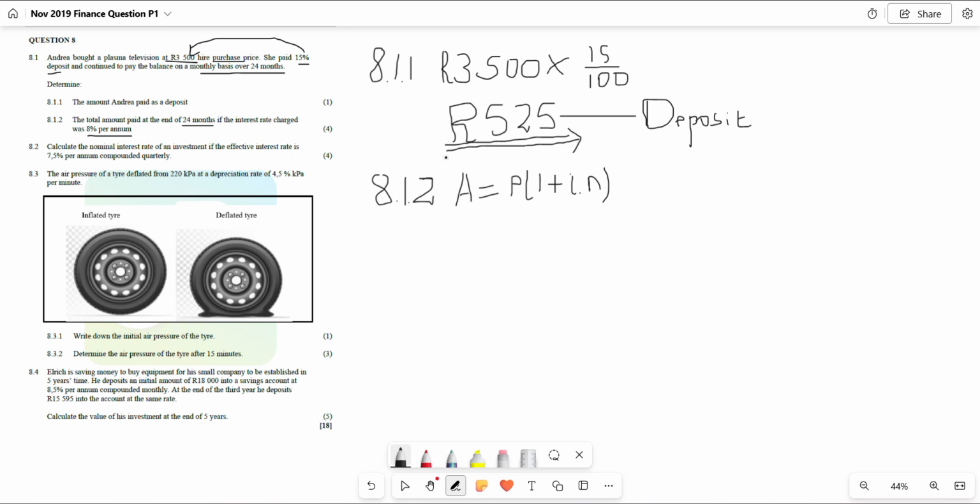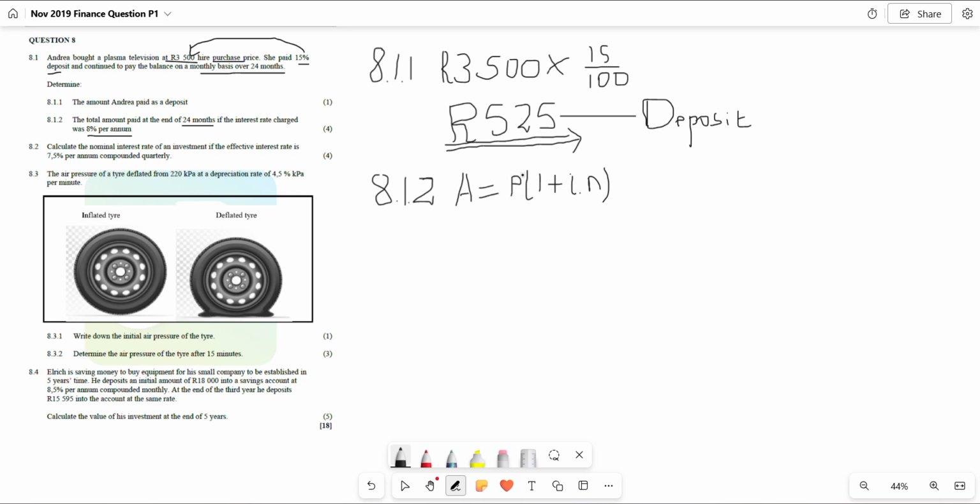That's why the question in 8.1.1 required us to calculate the amount of the deposit that Andrea paid. Then P here is the balance after you have paid a deposit. A symbolizes the total amount to be paid for the duration of the contract. I is the interest rate charged on the hire purchase. N is the number of years, not months, for that particular hire purchase agreement. Now, in this case, we must look for P.